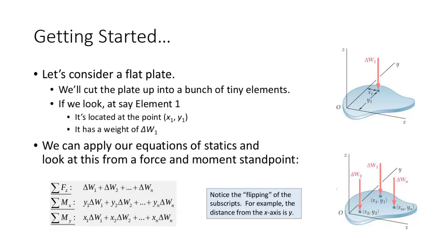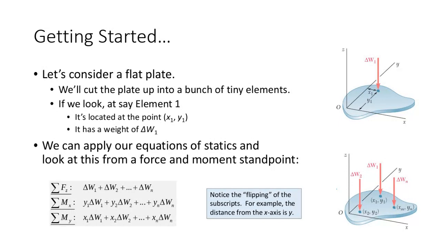Now, on the slide I say notice the flipping of the subscripts. That's what I meant when I said the distances from the x-axis are the y distances, and the distances from the y-axis are the x distances. That's not a typo. That's actually correct when you think about it. How far is that element from the x-axis? It's whatever the y distance is, and vice versa. Everybody kind of with me so far on the general understanding of the concepts?